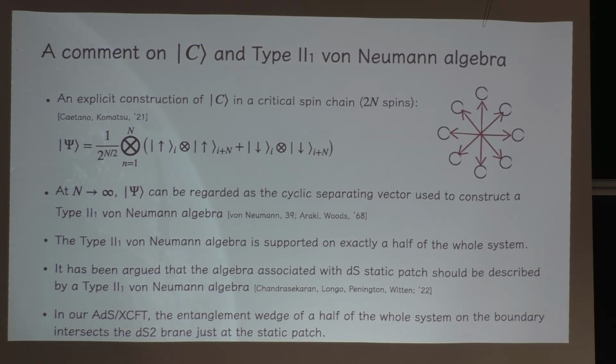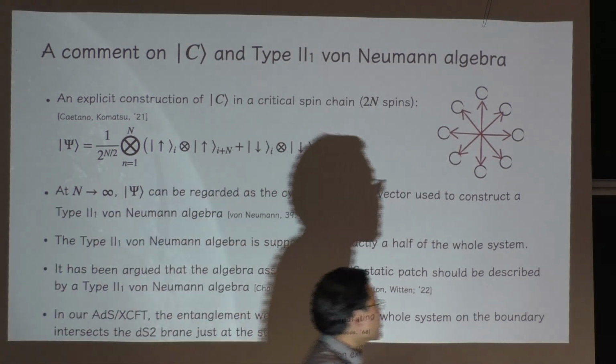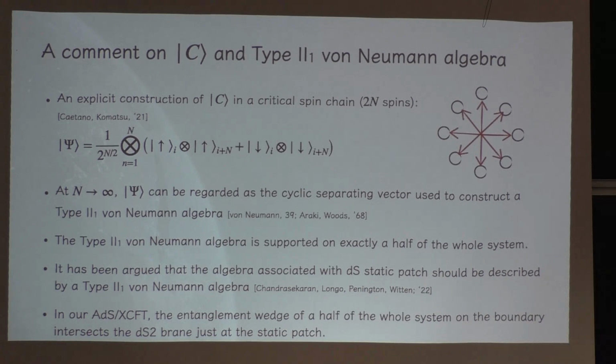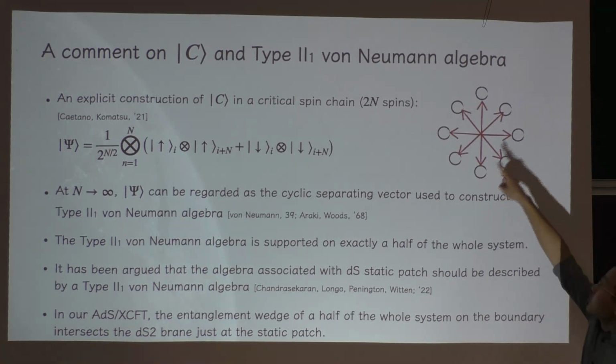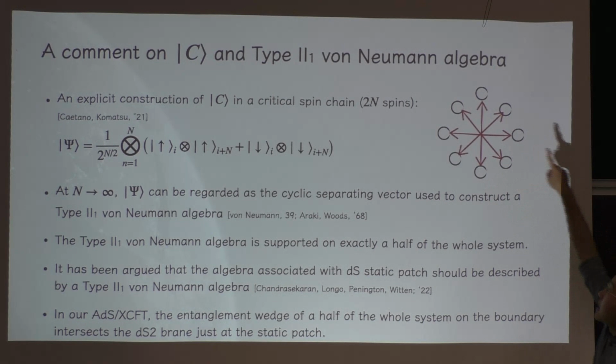Okay, so here I would like to give an explicit example of what a crosscap state is, and comment on a relation between such an example and the type II_1 algebra. So in a spin system, we can actually explicitly construct a crosscap state. What we do in that spin system is, let's say, think about a spin system which is aligned on a circle.